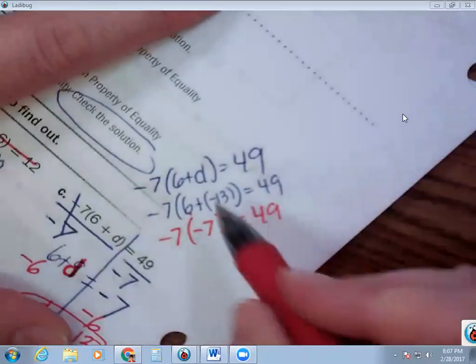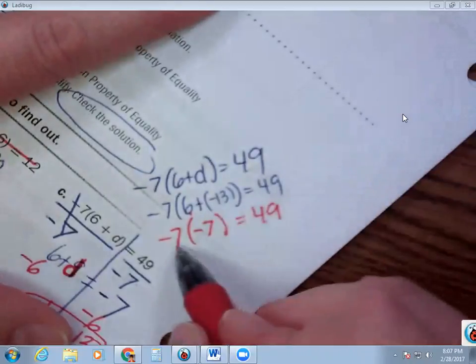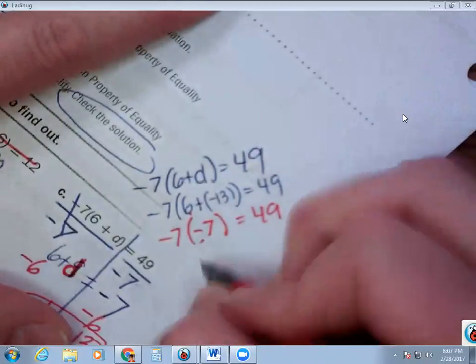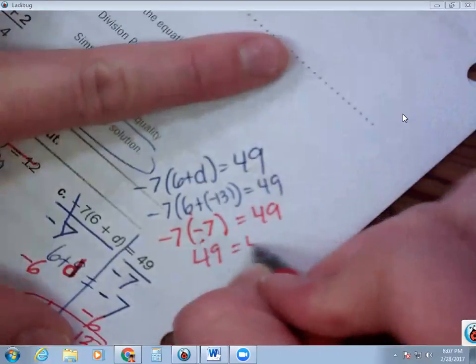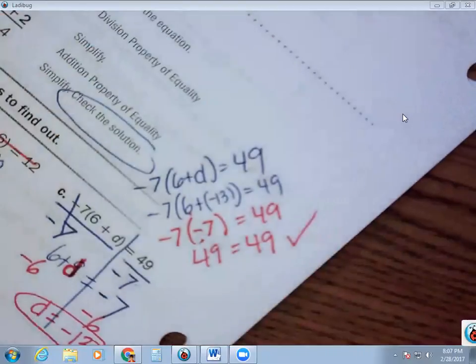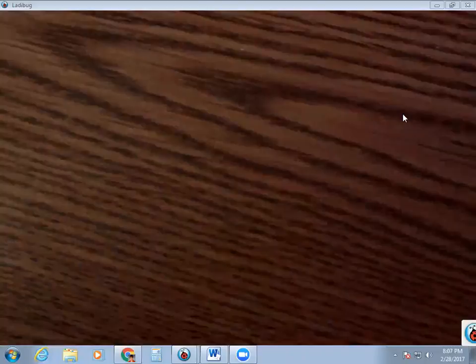Different signs subtract, keep the sign of that bigger number. And then negative times a negative is a positive. 7 times 7 is 49, so it's an easier check than you think. 49 is 49. Awesome. Next page, please.